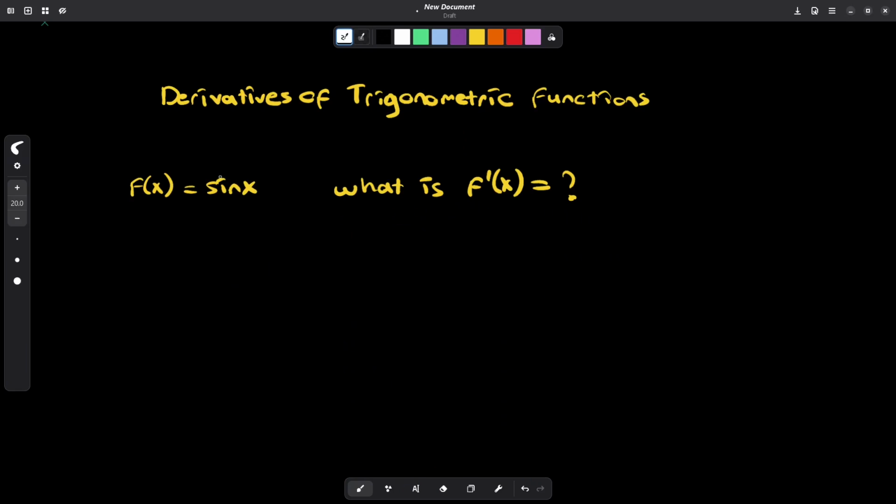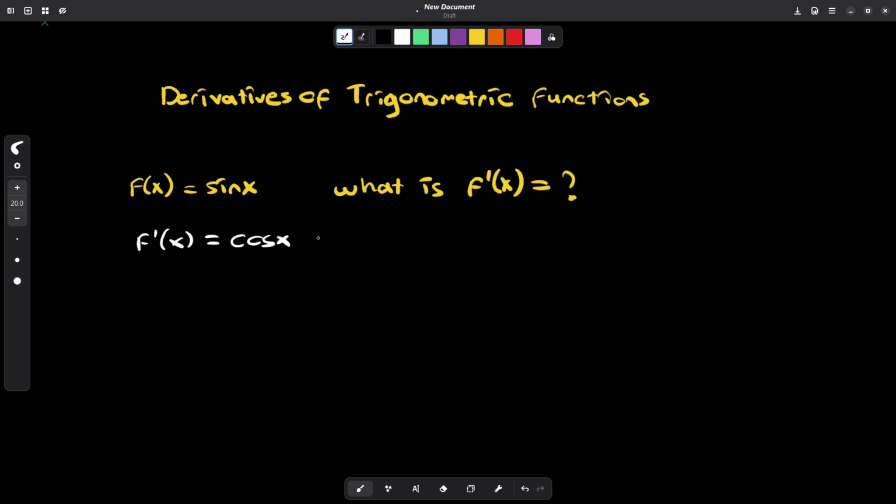Welcome everyone. Let's learn how to differentiate trigonometric functions. f(x) is given to us as sine x, and the question asks us what is the derivative of f(x). Clearly, we need to differentiate sine x. I'm going to give the answer immediately. f'(x) is equal to cosine x. If you differentiate sine x, the function you get is cosine x.